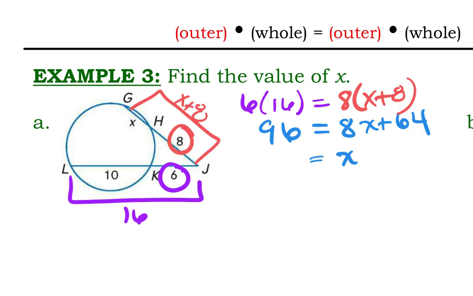What'd you get, Ethan? 4? Everyone get 4? All right. It's been confirmed. X is 4. All right, let's look at the next one.